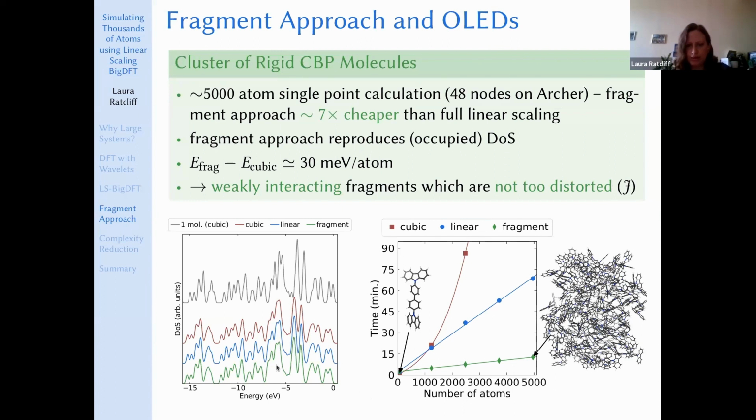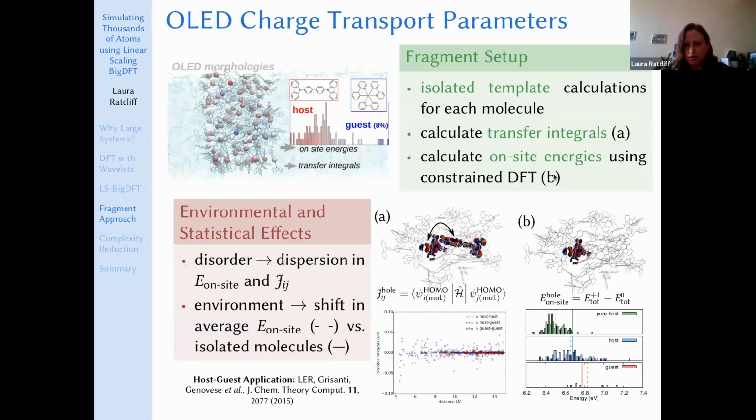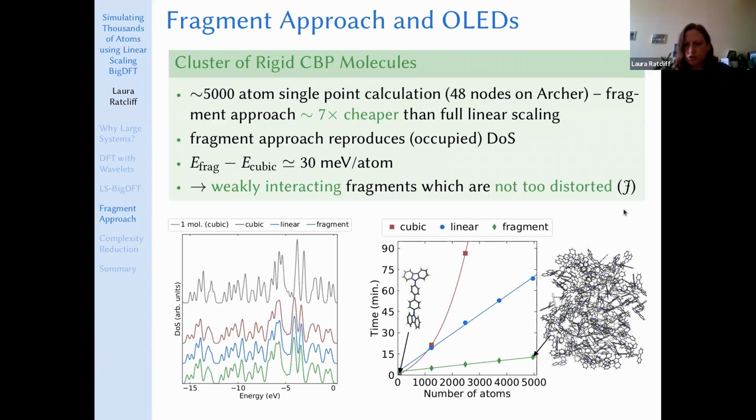We can also compare the occupied density of states between the 3 methods, and the fragment approach reproduces the density of states very well. And the error introduced in the total energy is also quite small. The reason why it works well in this system is because we have relatively weakly interacting fragments, which are not too distorted. And we can use this cost function J that I mentioned to tell us whether the distortion is too high, in which case we shouldn't use the fragment approach, or whether it's small enough that the fragment approach is going to work well.